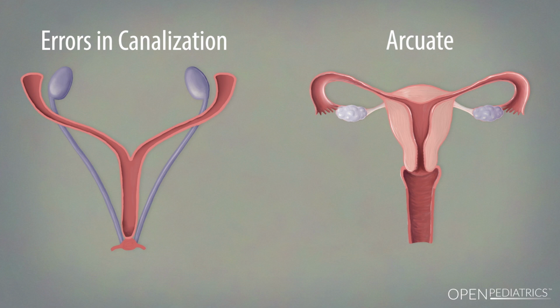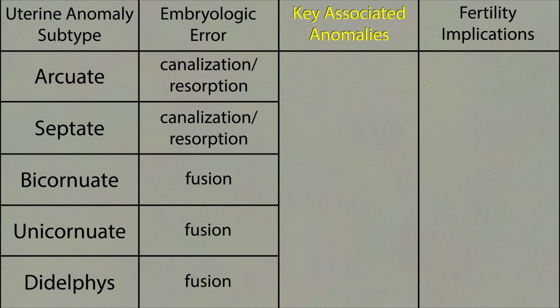Müllerian anomalies are associated with renal anomalies 30 to 40% of the time, and thus, when a Müllerian anomaly is identified, it's important to evaluate the renal system and vice versa. Many different urologic anomalies can occur, such as renal agenesis or duplication, or ectopic or duplicated ureters.